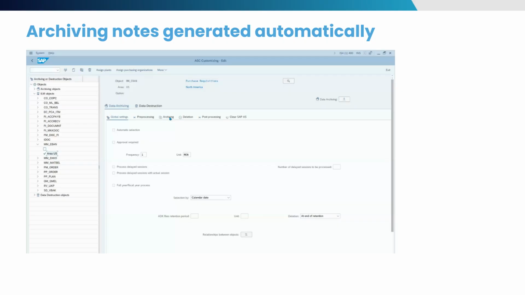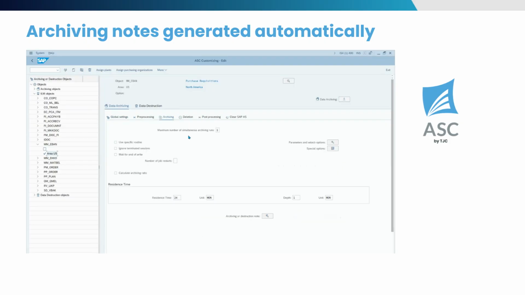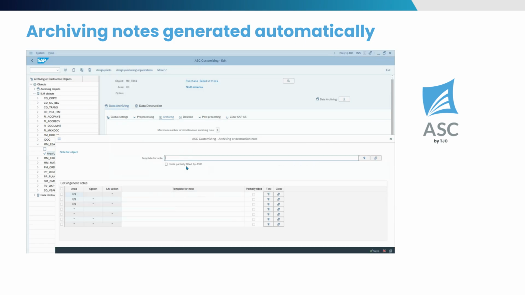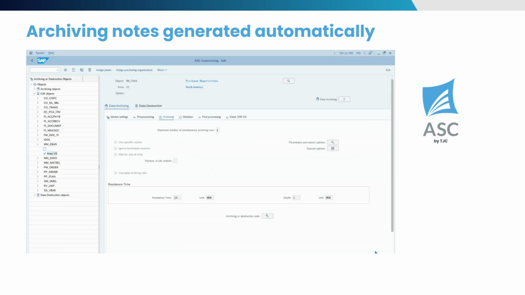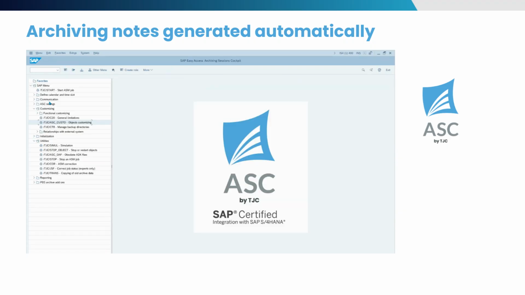With ASC, the variant is generated automatically. The field Archiving Session Note is also populated automatically, eliminating the risk of manual error. A traditional job scheduler does not provide this level of functional intelligence. Variant creation remains manual, as does the maintenance of the Archiving Session Note.